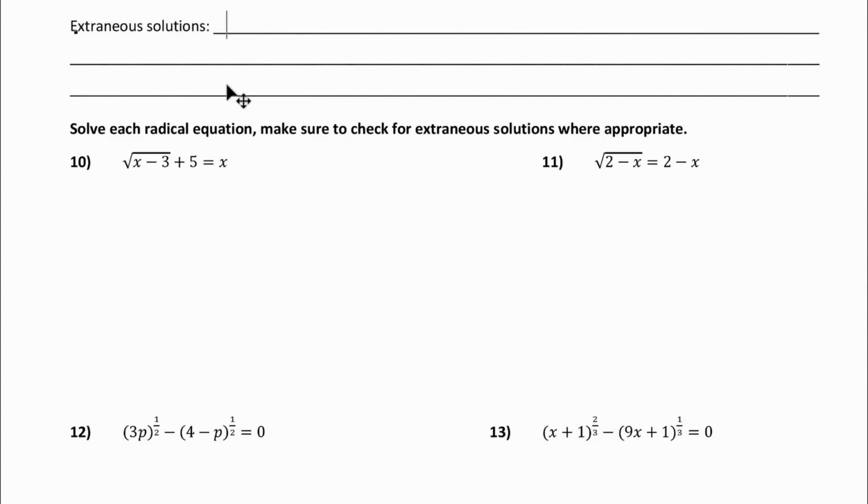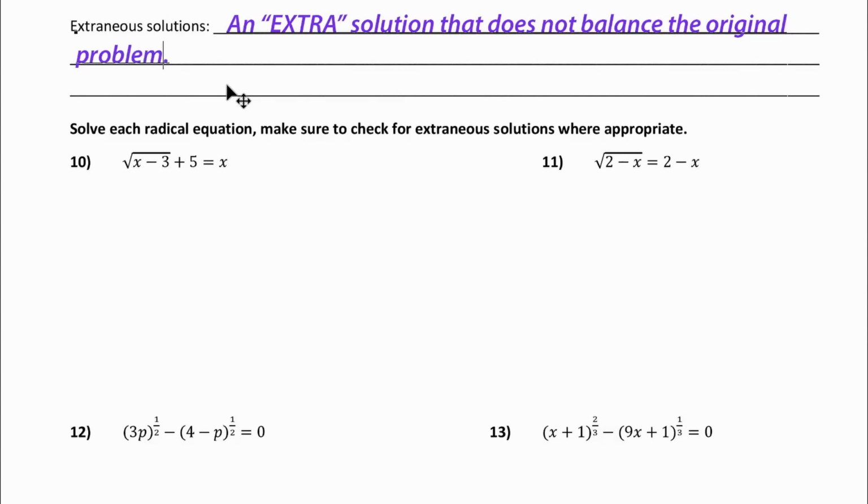And so an extraneous solution is an extra solution that does not balance the original problem. And you have to make sure that it doesn't balance the original problem by checking your work.